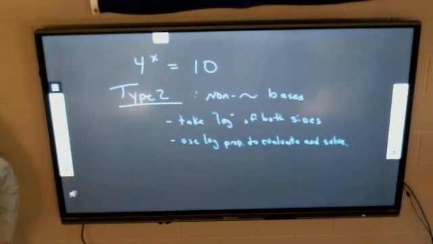So this one, the trick is going to be, we're going to take the logarithm of both sides. Okay? That's going to give me the opportunity to use my rules, quotient identity, things like that, to solve.